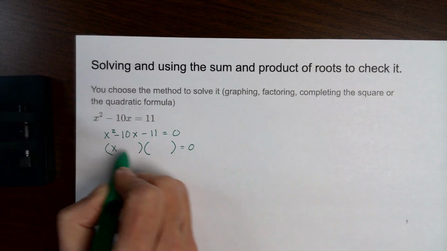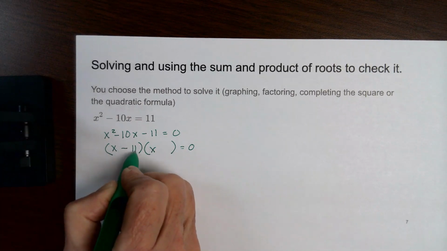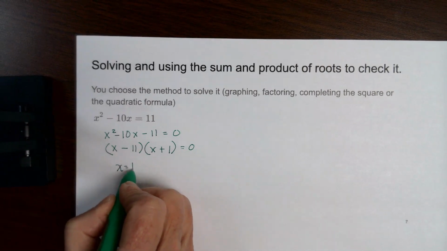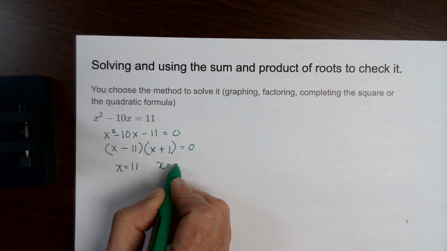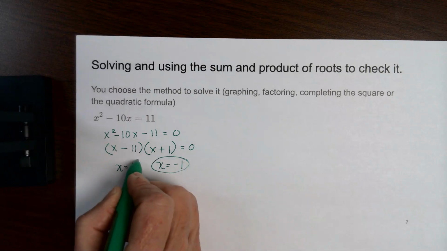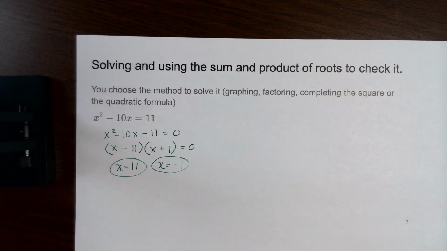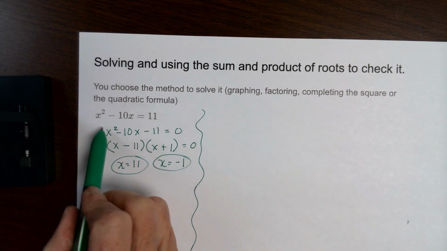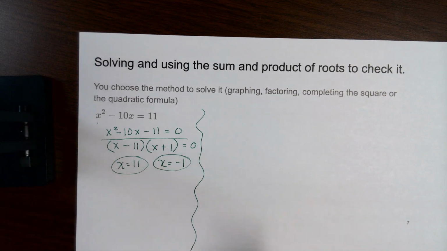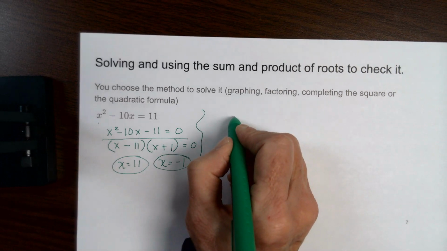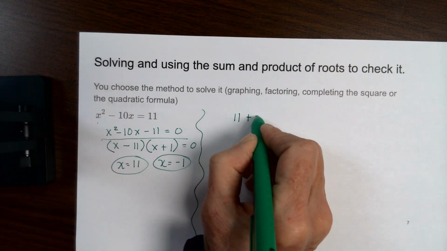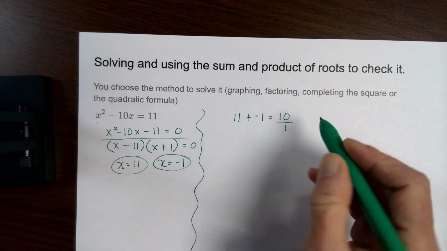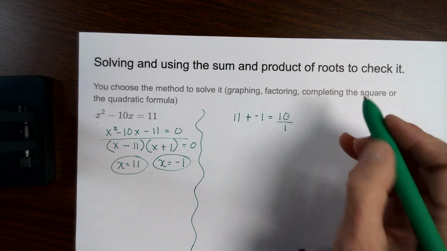So I'm going to get an x and an x and a minus 11 and a plus 1. When I solve that, I get x is equal to 11 and x is equal to negative 1. So those are my two solutions, or roots. So I will then turn around and take those and work backwards and see if I can come back and get this equation. So I go 11 plus a negative 1 is equal to 10, or 10 over 1. So this is going to be my negative b over my a.